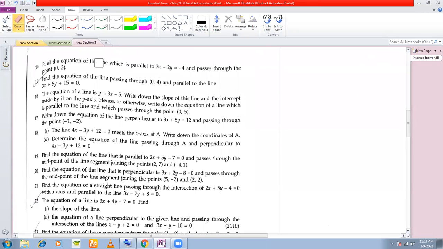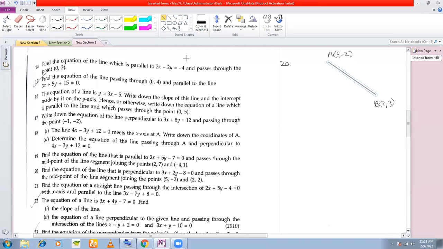Let's do number 20. Question is, find the equation of the line that is perpendicular to 3x plus 2y minus 8 equal to 0 and passes through the midpoint of the line segment joining the points. So you need to find, let us say this is the point A, (5, -2), and say the point B, (2, 2). This is your line segment here.